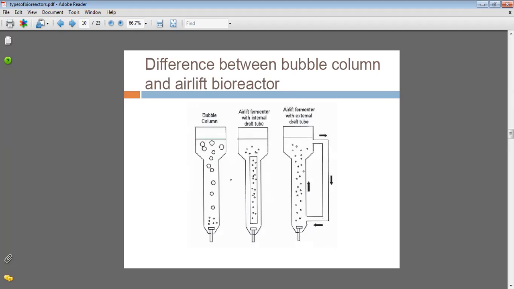Here is shown the difference between the bubble column and the airlift bioreactor. Here is the bubble column, and this is the air filter with the internal draft tube, and the airlift with the external draft tube.